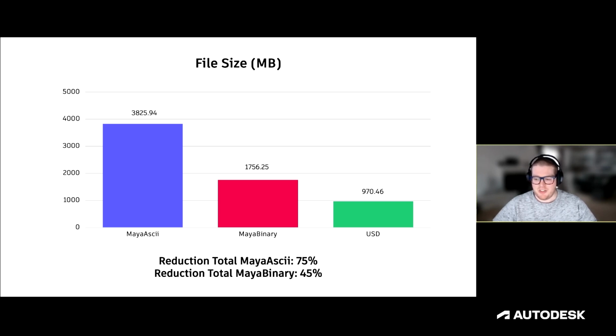And then compared to USD, they were only about less than 1,000 megabytes on disk. So you can see here that, compared to Maya ASCII, we were about at a 75% savings, give or take. And then converting to a Maya binary, it's about 45% reduction in cost on disk size.